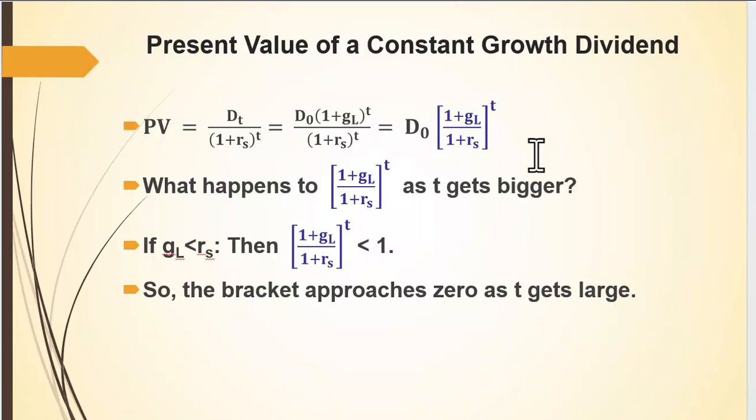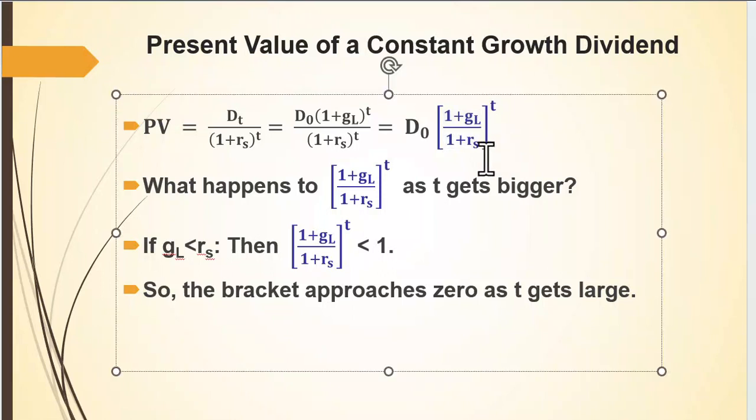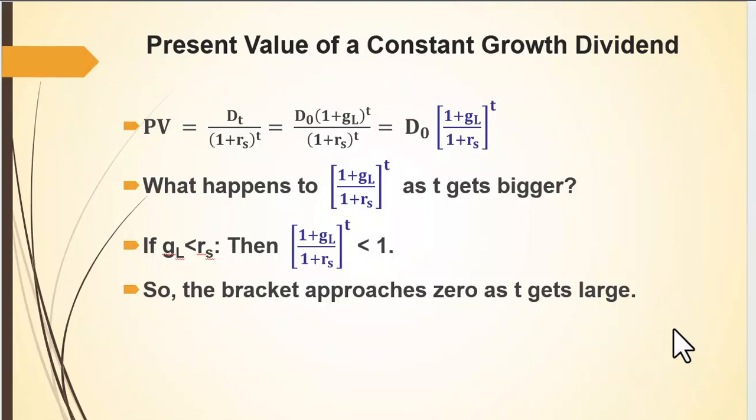How can the company grow? Well, if the growth rate grows, the value of the company grows. If R sub S, the required return for the investment, increases, the value decreases. And of course, if T increases, we also get a higher value. So again, if G sub L is greater than R sub S, then this factor will be greater than 1. Excuse me, it'll be less than 1, so the bracket approaches 0 as T gets very, very large. What this means is, the farther out you go, the less value is attributed to those future cash flows. That's exactly what we talk about in the time value of money, so this just applies that concept.